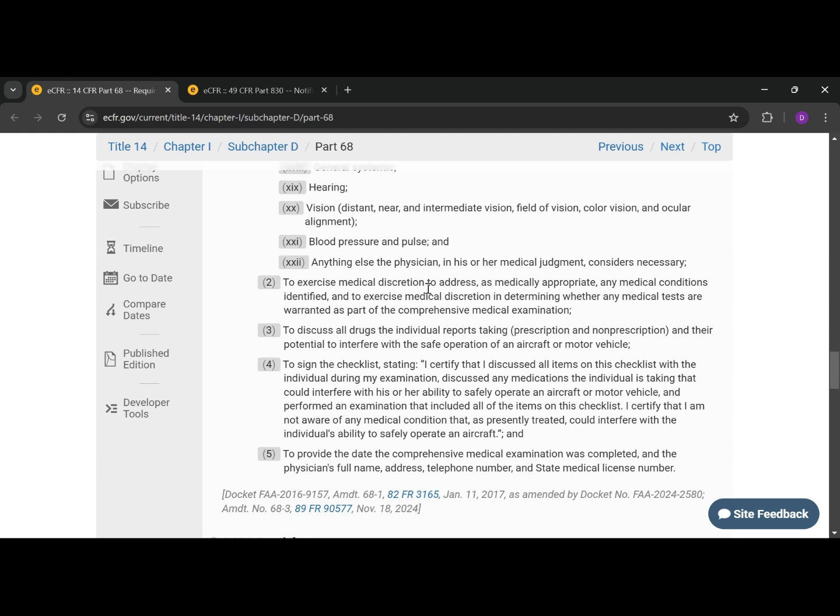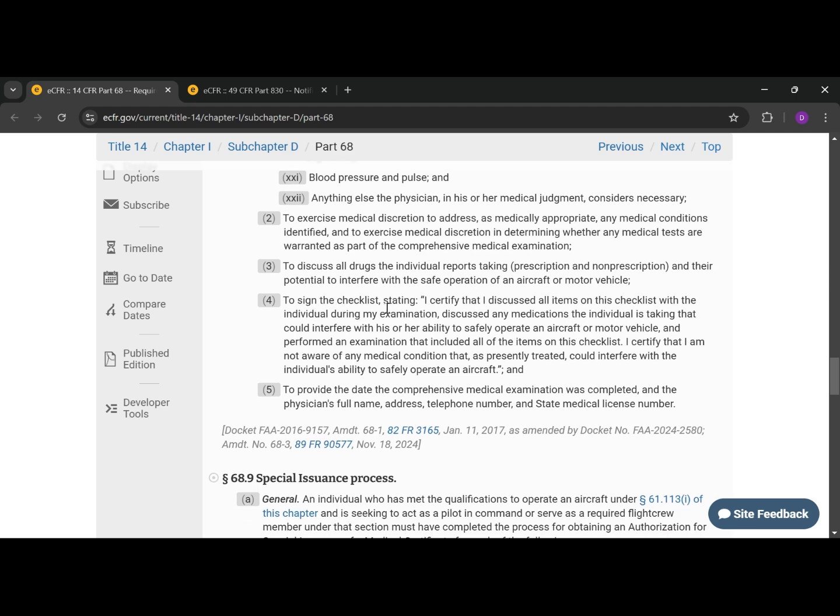To exercise medical discretion to address as medically appropriate any medical conditions identified and to exercise medical discretion in determining whether any medical tests are warranted as part of the comprehensive medical examination. So this section is saying the physician can use their discretion to determine if more tests are needed for the comprehensive medical examination. They also have to discuss all drugs the individual reports taking, prescription and non-prescription, and their potential to interfere with the safe operation of an aircraft or motor vehicle.